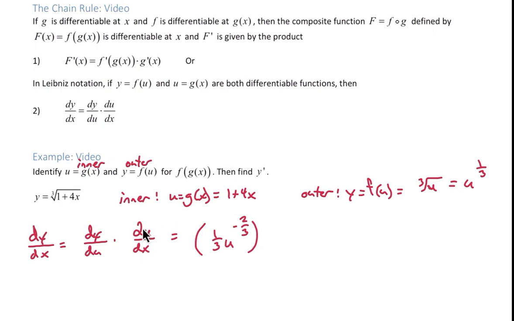And then we want to multiply by du dx, that is the derivative of u with respect to x. The derivative of u, 1 plus 4x, with respect to x is 4. So we're multiplying by 4. So simplifying this, we get 4 over 3 cubed root of u squared.